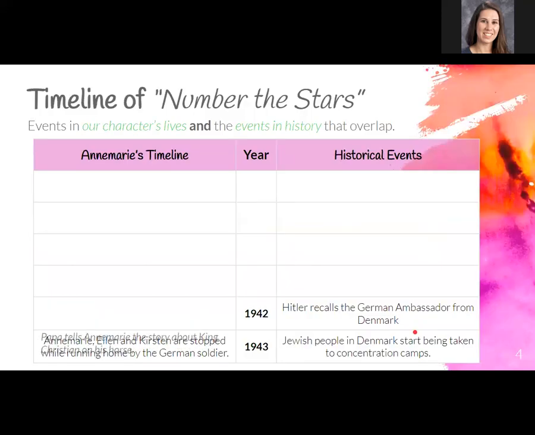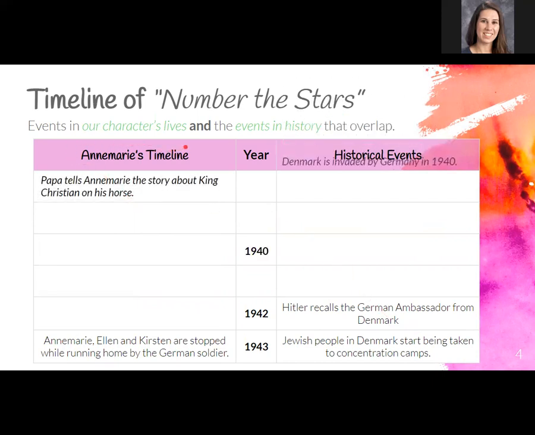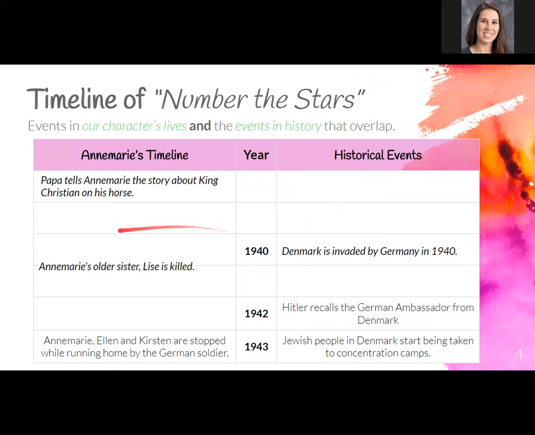So I want to look at the timeline of Number the Stars. We have the events of our characters' lives and the events in history that overlap. We have our main character, Anne Marie, the years, and the historical events. Earlier in Anne Marie's life, remember, she was sitting on her father's lap, and he was telling her the story about King Christian riding through the town on his horse. And then sometime after that, in 1940, Denmark is invaded by Germany.